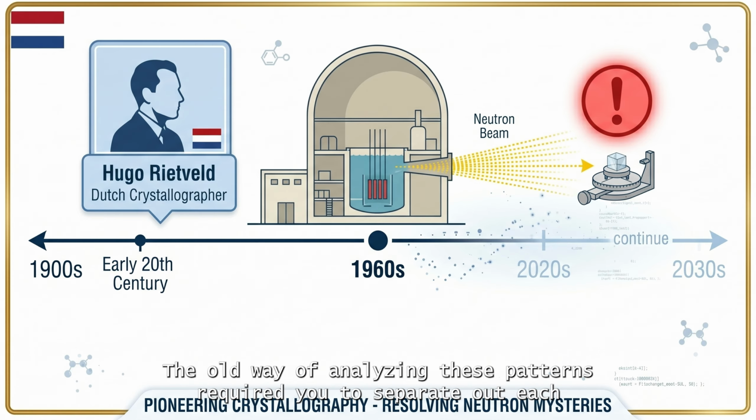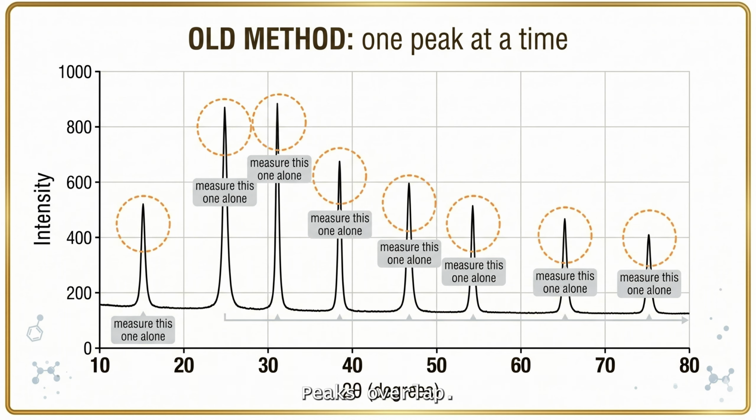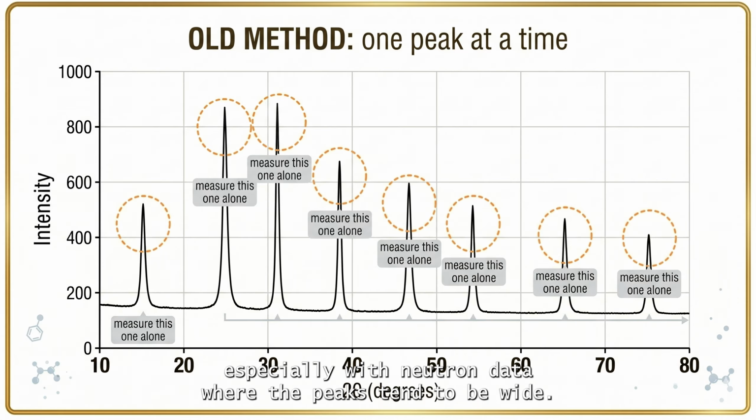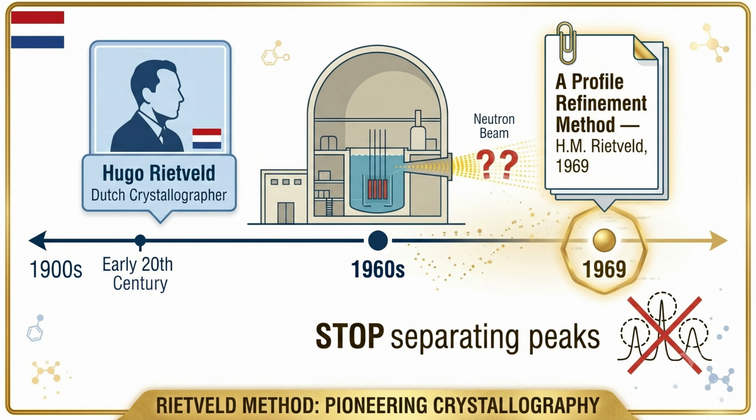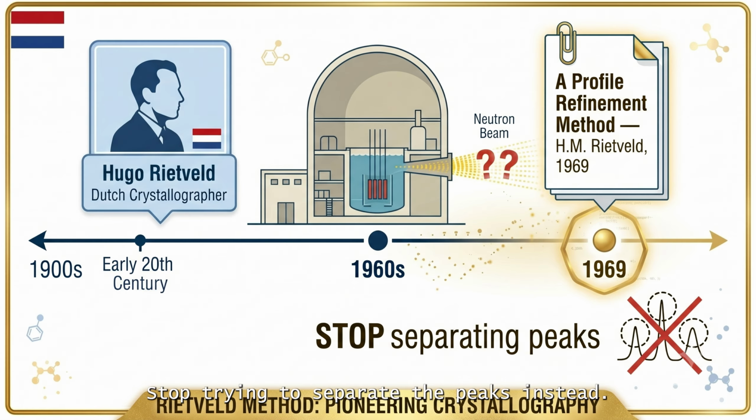The old way of analyzing these patterns required you to separate out each individual peak and measure it on its own. But in a lot of real materials, peaks overlap. They pile on top of each other and blur together, especially with neutron data, where the peaks tend to be wide. Rietveld's idea, published in 1969, was almost stubbornly simple. Stop trying to separate the peaks.